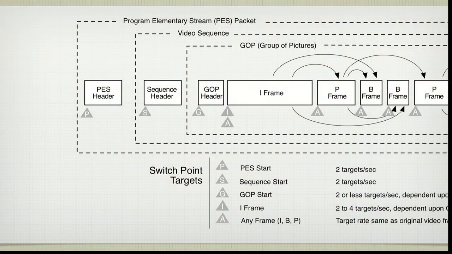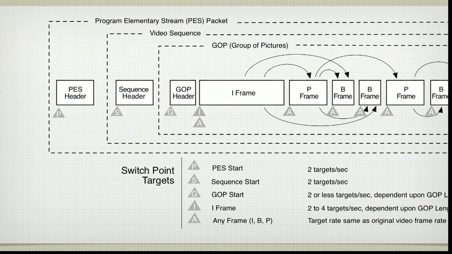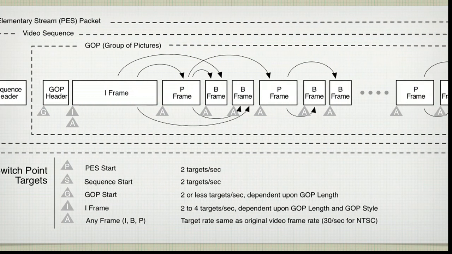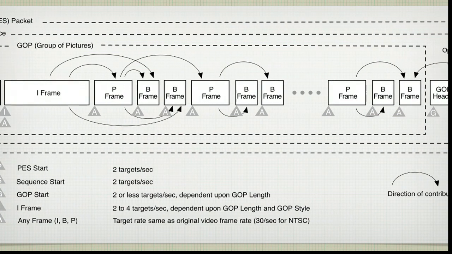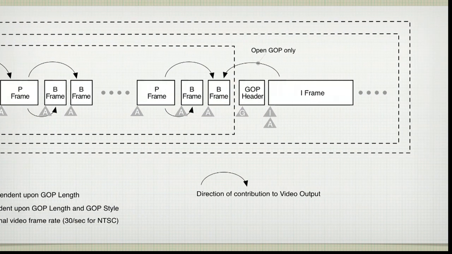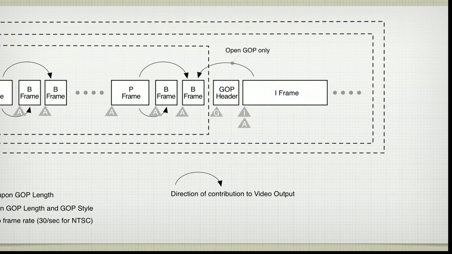So now, as we look through the rest of the GOP, we'll see a series of P frames and B frames. The arrows here indicate how the content in those frames moves forward and backward to be used by the decoder until we get to the end of that group of pictures, the end of that GOP, and now we have the I frame for the next GOP.